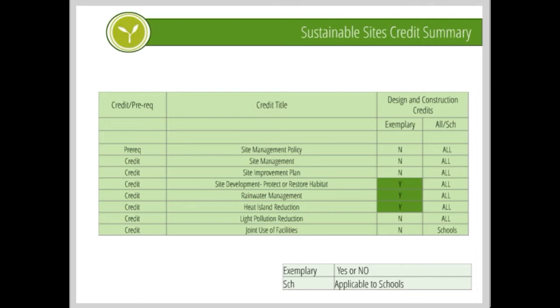We are nearing the end of Module 4. Here is a summary for all of the credits that fall under the Sustainable Sites credit category. This table could be used to identify the exemplary credits and also design and construction credits. As you can see, there are 4 credits under Sustainable Sites that would qualify for exemplary performance: Site Development, Protect or Restore Habitat, Rainwater Management, Heat Island Reduction, and Places of Respite.